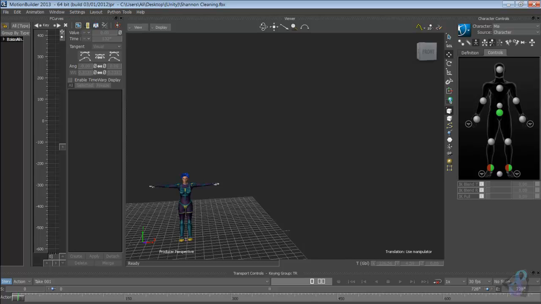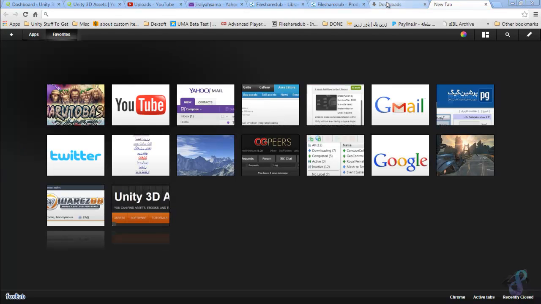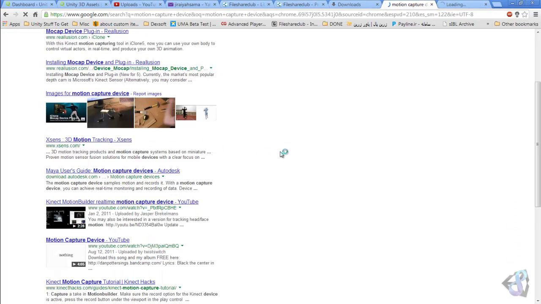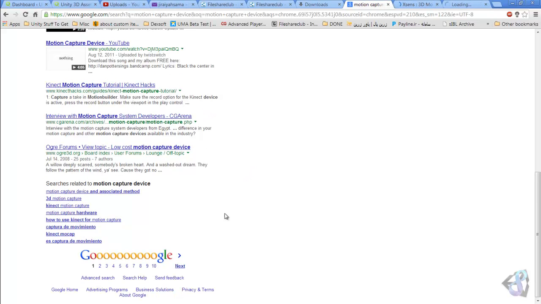Now, if you look into motion capture data and devices, let me open a file for you. Before it's loaded, let me tell you that motion capture devices are branched into two different systems. One is this guy, and again, the Kinect system is new.